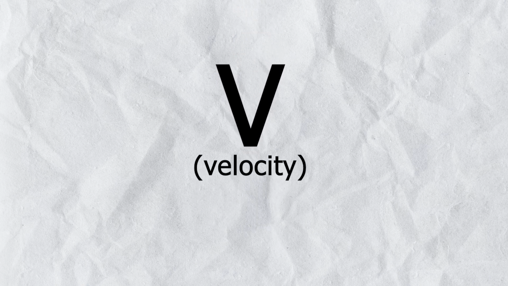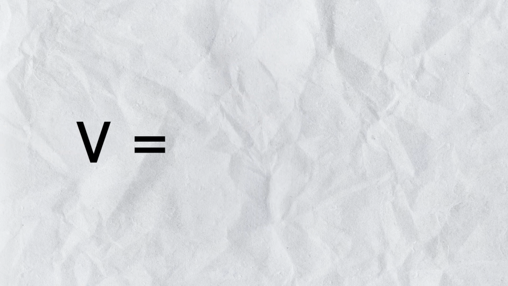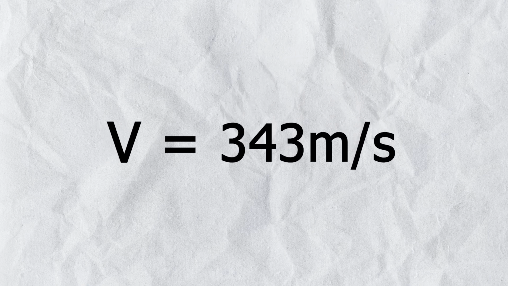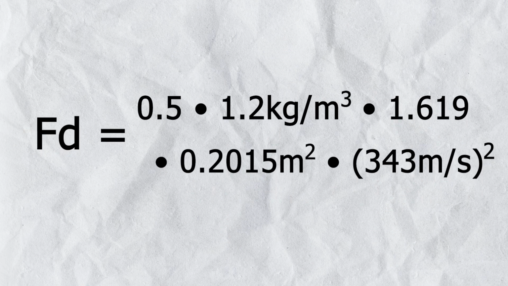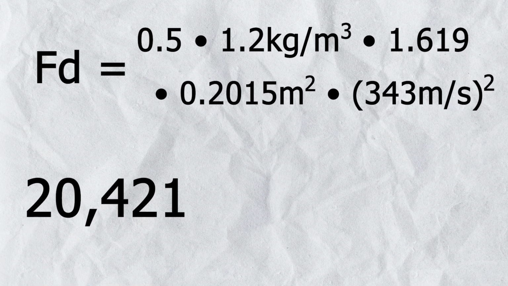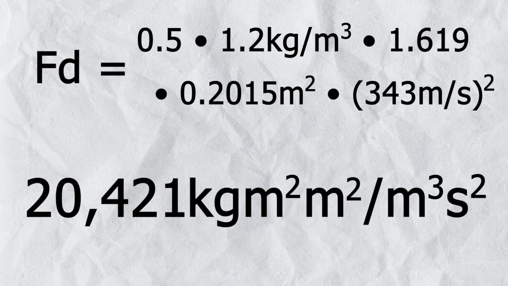Finally, we have v, or velocity. Since Sonic runs at the speed of sound, the velocity would be 343 meters per second. That's it. It's that easy. Now, since we have all the variables needed, we can finally solve for air resistance. After substituting each variable for its corresponding value, we get 20,421, followed by this mess of units.